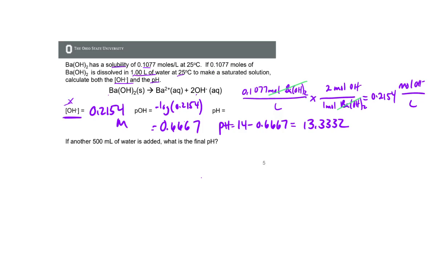Okay, so what happens if we then add 500 mils of water to that solution? How does the pH change? What pH do we end up with? So really the only thing we need to worry about now is the concentration. That's what's changing. We're going to be diluting the sample. So instead of having, we had 0.2154 moles of OH minus per liter.